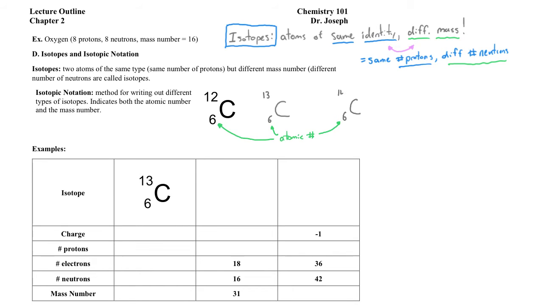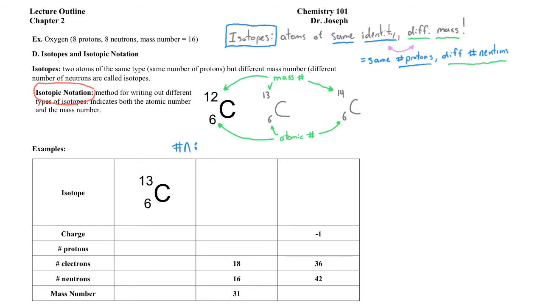This style of writing the element symbol with the mass number in the top left position and the atomic number in the bottom left-hand position is called isotopic notation, and it's used when we want to compare isotopes specifically. So here we have 3 different carbon isotopes. We have the carbon-12 isotope, the carbon-13 isotope, and the carbon-14 isotope. Notice they all have 6 protons. Can we figure out how many neutrons are in each of these?